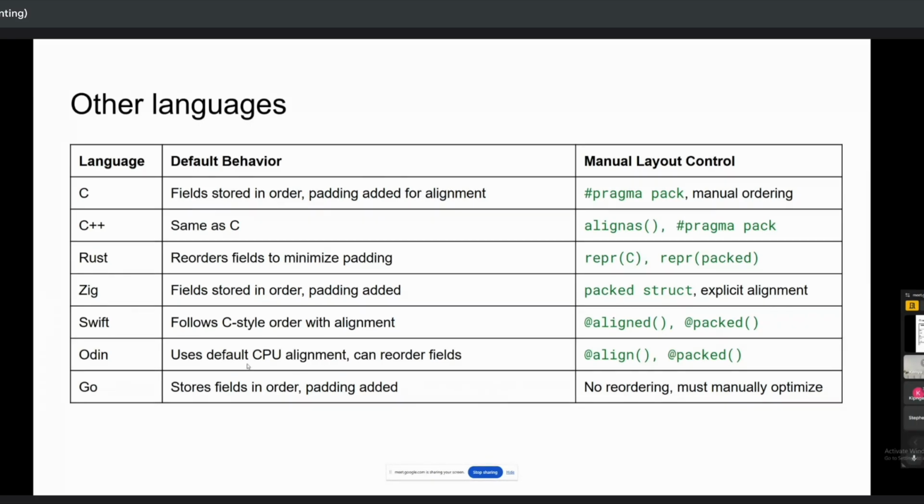For example, C adds padding by default, but you can pack the structs, which reorders the members so that they conserve memory. For C++, it's the same. Rust, by default, reorders, so the member ordering is never the same. Then in Zig, fields are stored in order and padding is added, but you can pack them. Swift also follows C ordering, but you can pack them. And Odin uses default CPU alignment.